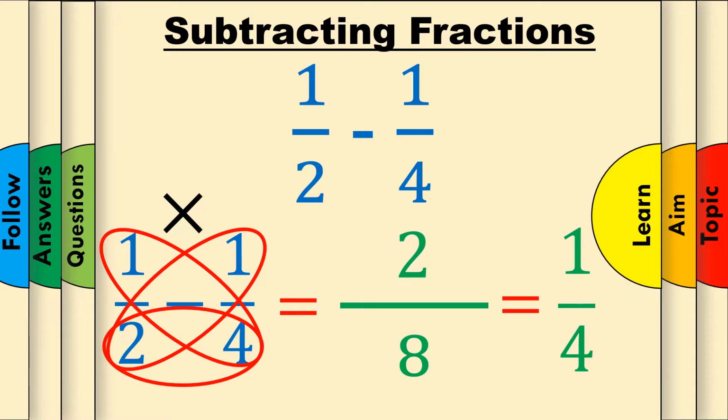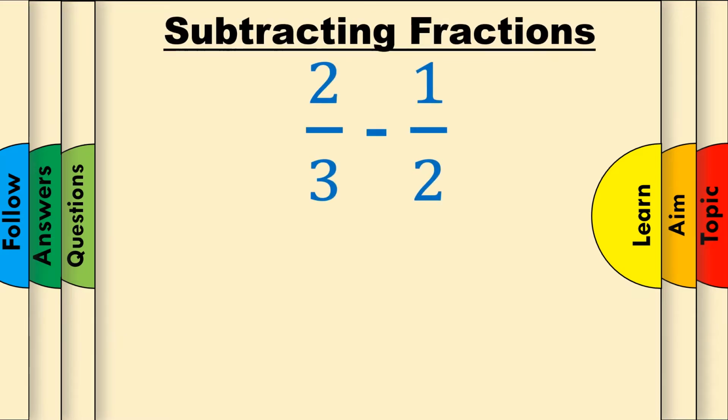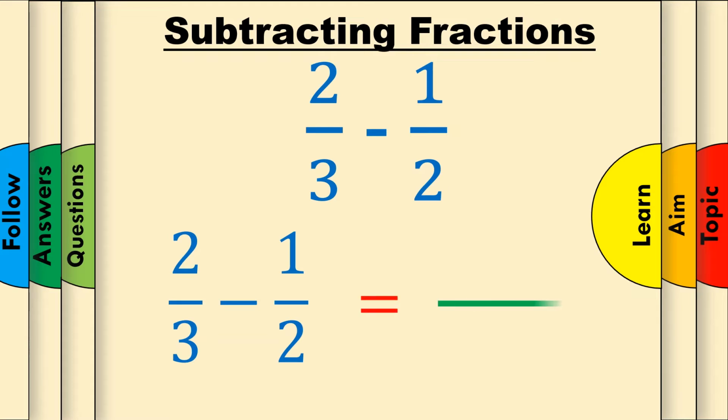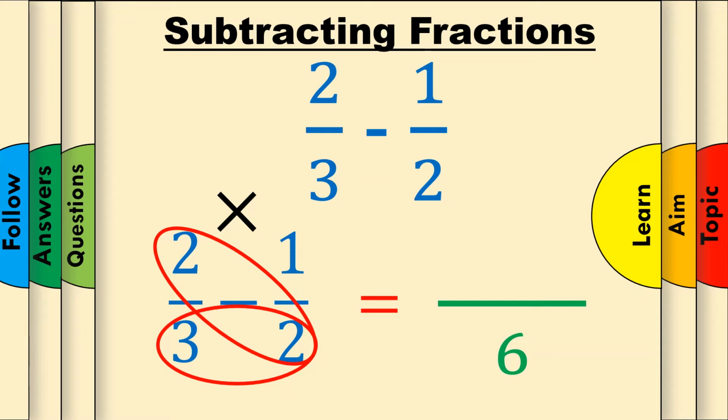2 over 3 minus 1 over 2. Like before, start by multiplying the denominators together. 3 multiplied by 2 is 6, so place this into the denominator of the answer. Then multiply one pair of diagonal numbers together. Here multiply 2 and 2 to get 4. Now multiply the other pair of diagonal numbers. 1 multiplied by 3 is 3. Subtract 3 from 4 to get 1 as the numerator. 1 over 6 is our final answer.